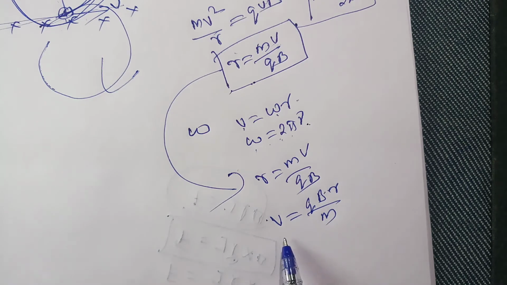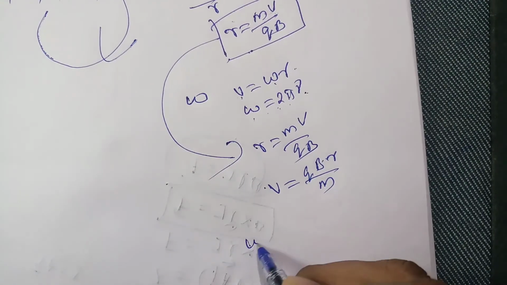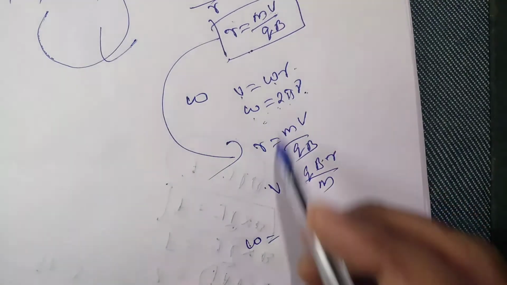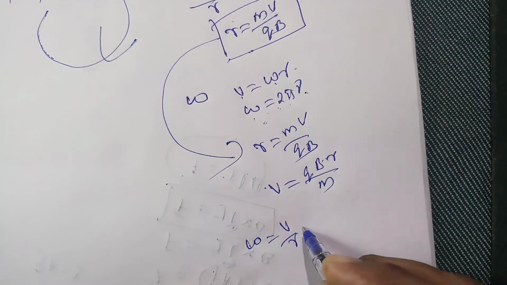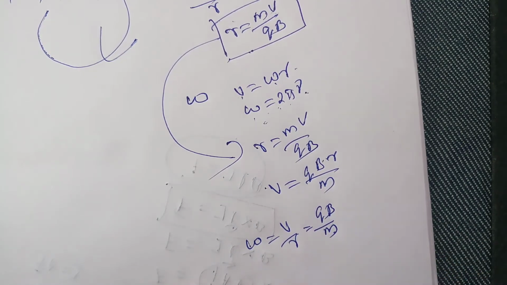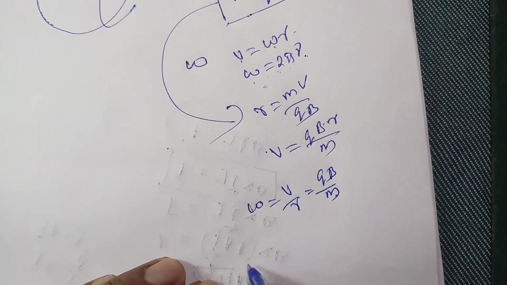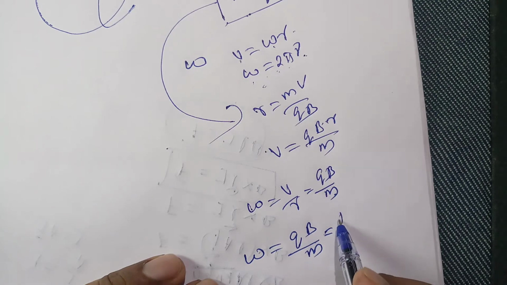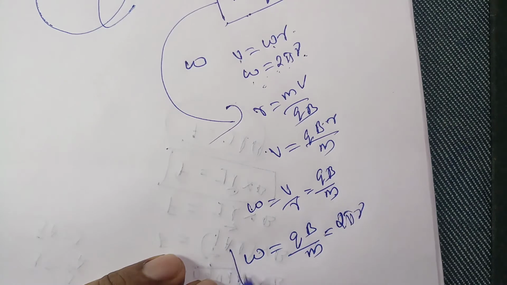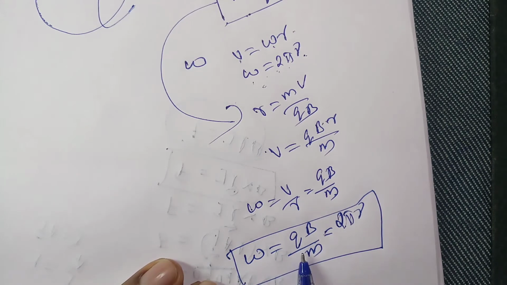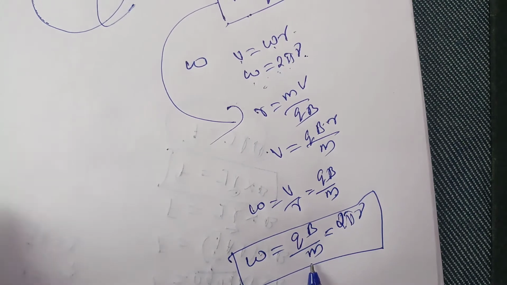Now, what about omega? Omega is given by v by R. So omega is this one divided by R, so it will be qB by m. That is very, very important. So omega is given by qB by m. This one is again equal to our 2 pi nu. This one also you have to use somewhere. So the angular frequency is given by qB by m. This result is also very, very important.